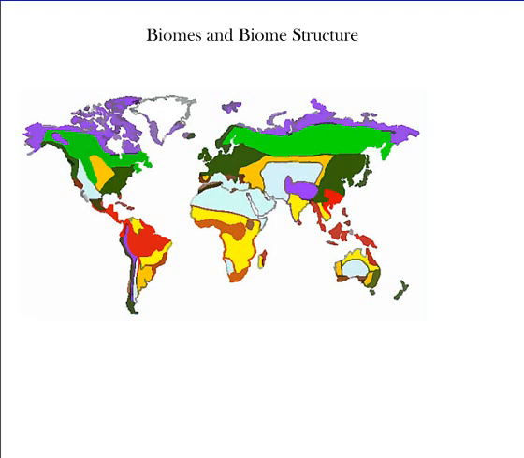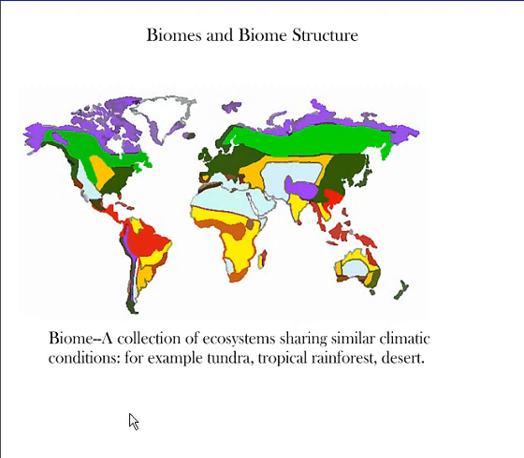According to our friends at the International Baccalaureate headquarters, a biome is a collection of ecosystems sharing similar climatic conditions. For example, tundra, tropical rainforest, and desert. Just kidding, desert. Okay, so what the heck does all that mean? Well, when we talk about ecosystems, we talked about that in class, and we know that that's a combination of biotic and abiotic factors, and how those factors weave together is what forms an ecosystem.